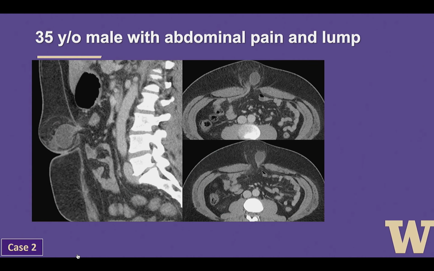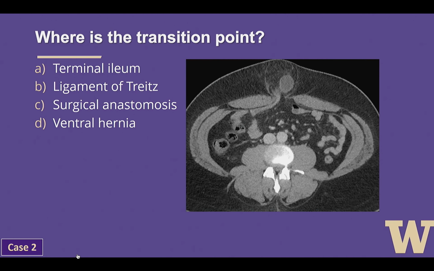Next case, a 35-year-old man with abdominal pain and a lump in the anterior abdomen. So the question here is, where is the transition point? Terminal ileum, ligament of Treitz, surgical anastomosis, or ventral hernia. As I said, once you find the transition point, see if it's in a particular location that can give you a clue as to the diagnosis.